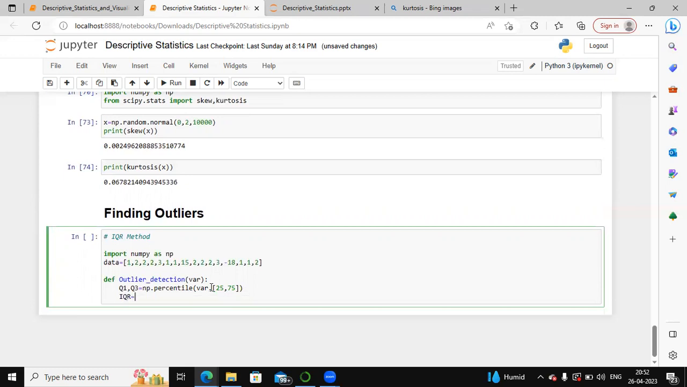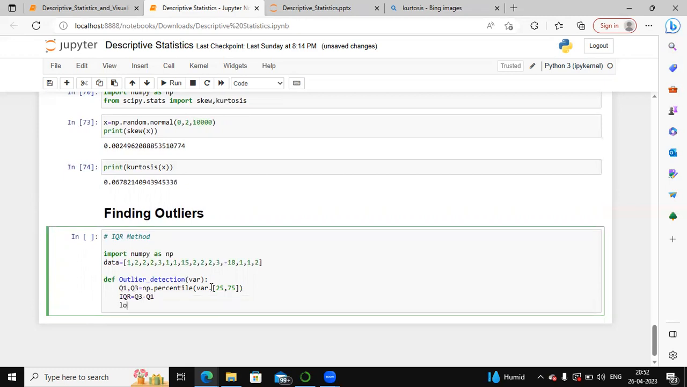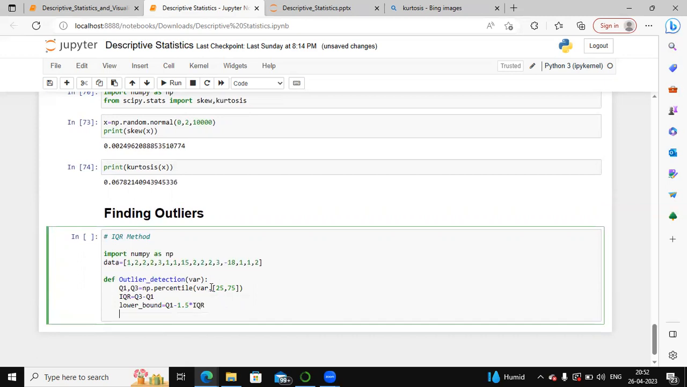So we want to find the IQR now. IQR is Q3 minus Q1. So this is our IQR. Now we will find the lower bound. Lower bound is Q1 minus 0.5 times IQR, and upper bound comes out to be Q3 plus 0.5 times IQR.